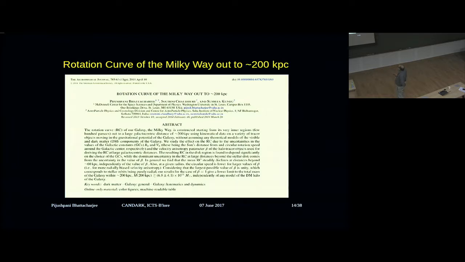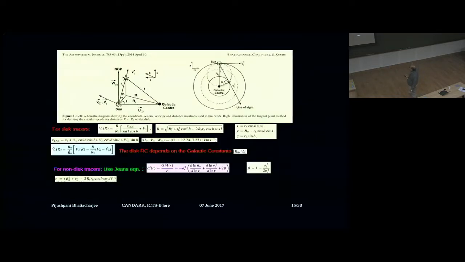So this is an advertisement for this work also, because I think this gives useful data. You will find the machine-readable form data for the entire rotation curve. So if you want to use it for some work, you can find it here. Just a little bit of details about how you actually set up the coordinates, and these are the various tracers.